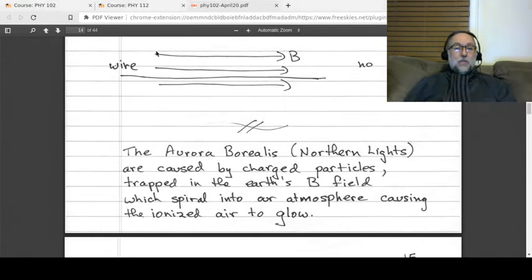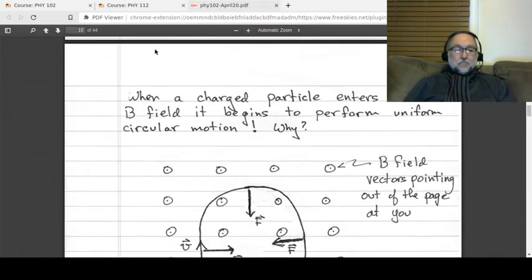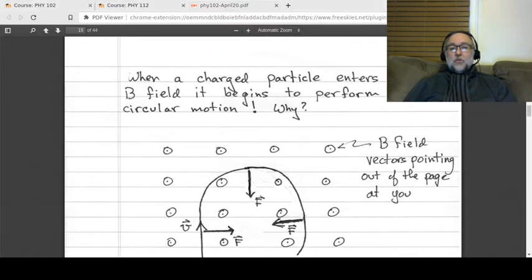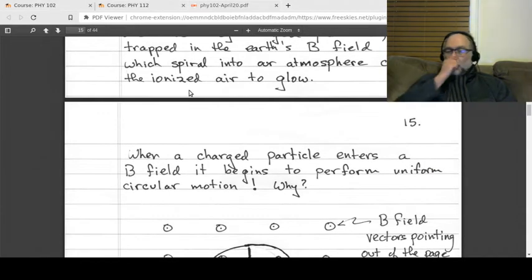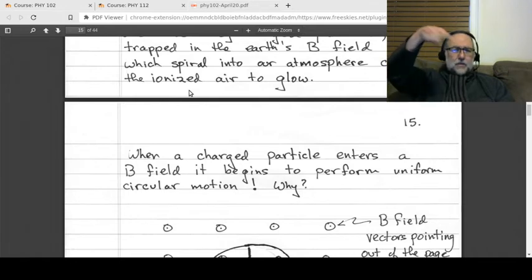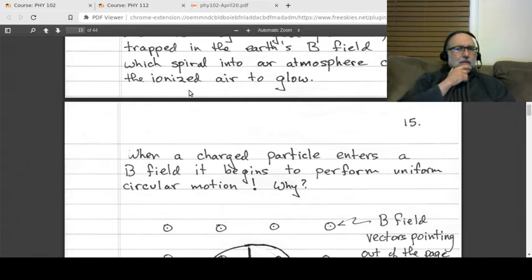So I actually looked up some numbers, and the problem that we'll do in a minute will use numbers from the aurora borealis. But a minute ago I said that these charged particles would spiral, and you're wondering, why do they spiral? Isn't that kind of like going in a circle? That's right. You'll be surprised that when a charged particle enters a magnetic field perpendicular to the field, it actually undergoes uniform circular motion. That's kind of interesting.